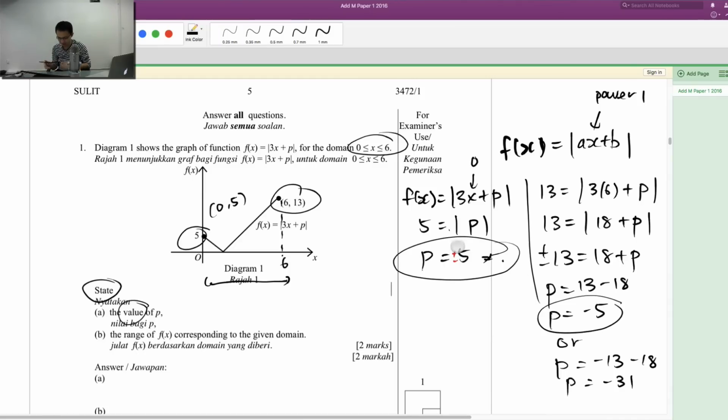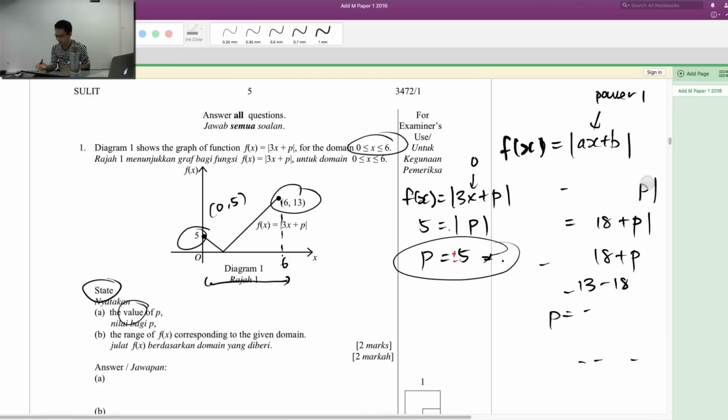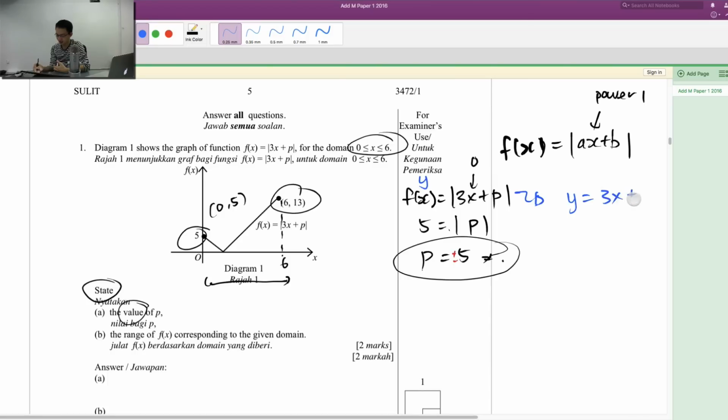It is only one mark, so let me think of a faster way to do this. If it's only one mark, maybe you do not need to substitute the coordinate. From my knowledge, assume f(x) equals y, so y equals 3x plus p. Just ignore the modulus. We know y equals mx plus c, so p is basically c. Over here, c is the y-intercept, and in this case your y-intercept is 5, so you just write p equals 5. This straight line would continue and cut at negative 5, but in this case you write p is 5 and negative 5, I think both are correct. Just do it like this and ignore this coordinate.